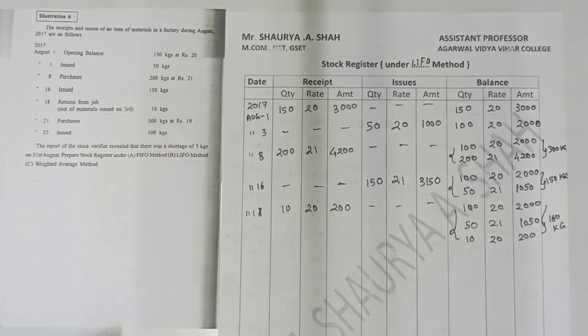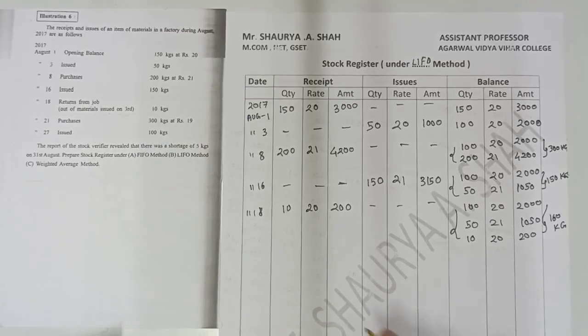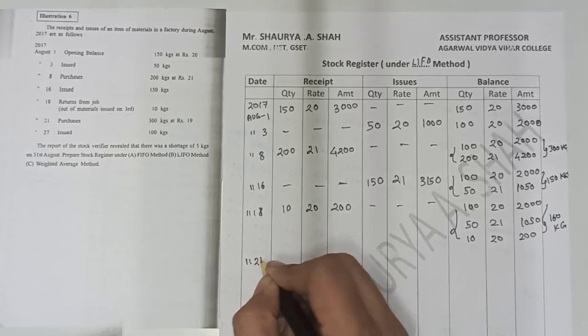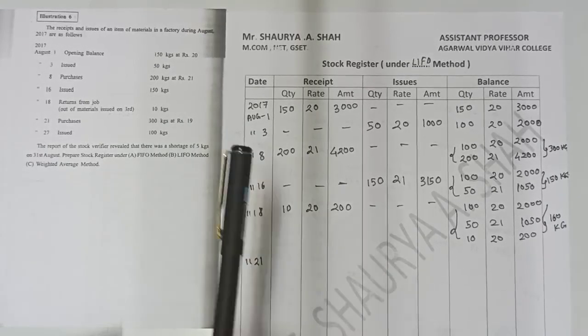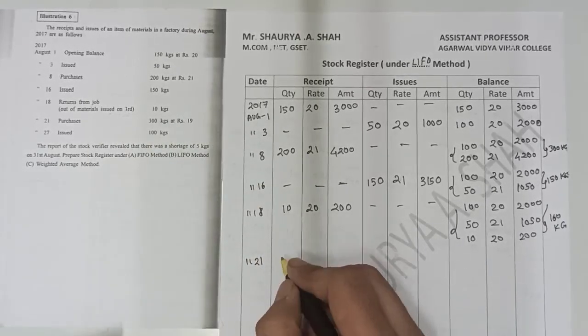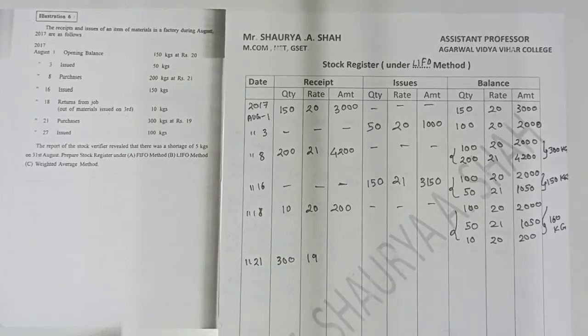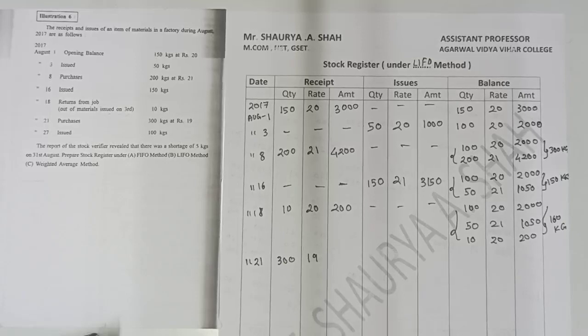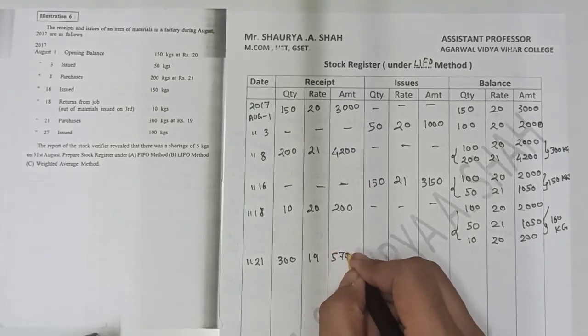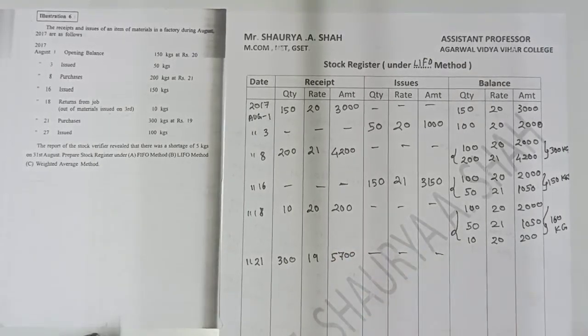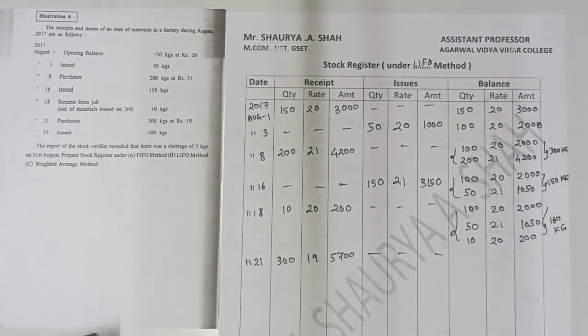So your return from job is also done. You have made a new purchase. On 21st of August, you have purchased 300 kgs at the rate of 19 rupees each. So that will also remain the same, 5,700. Issues, it will be dash because there is no such issue.